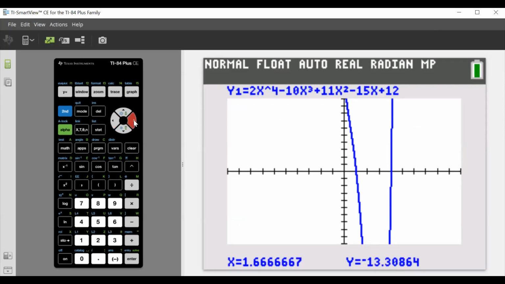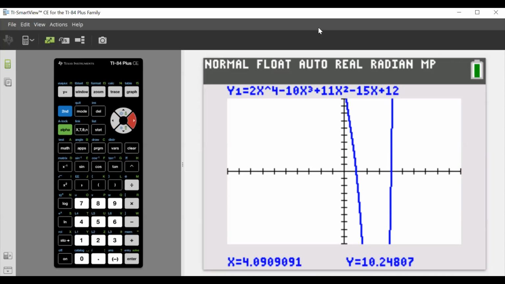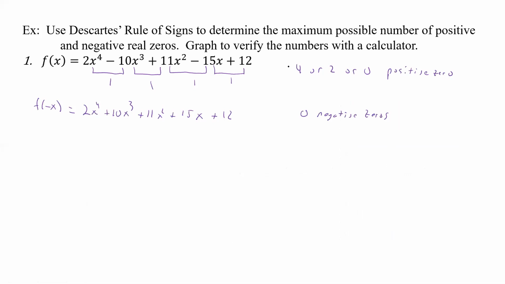And then we go all the way down, come up the other side. Hopefully it'll, okay, so it's going to be right around 4. So 1 and 4 should be our 2 zeros. And so that's what we expected. We needed to have either 4, 2, or 0. And the 2 was actually how many we had.